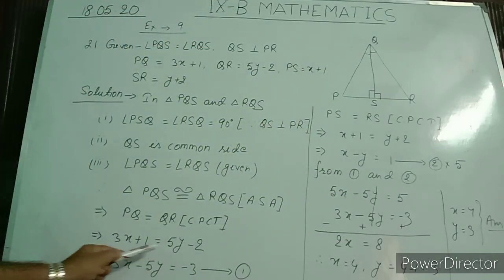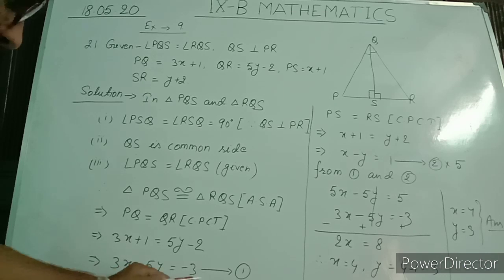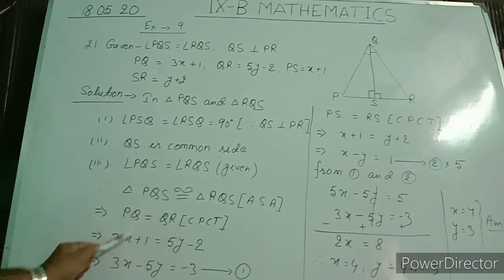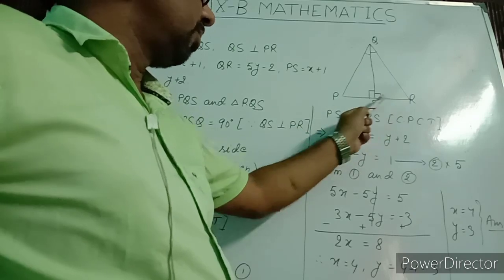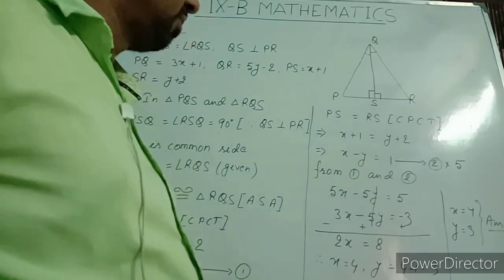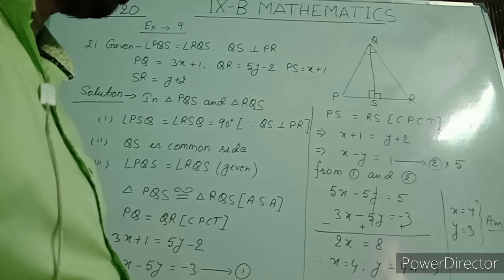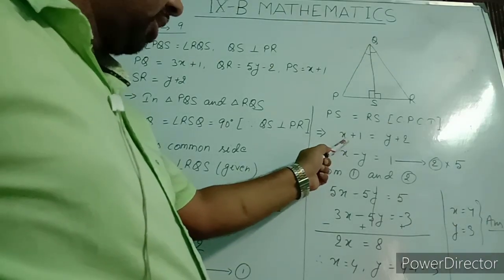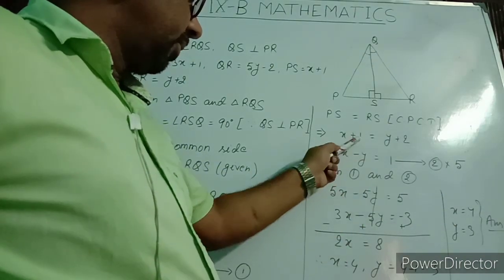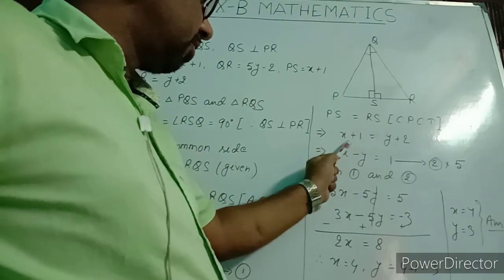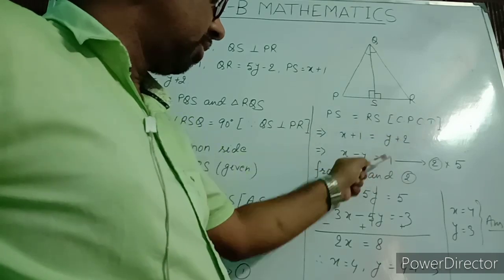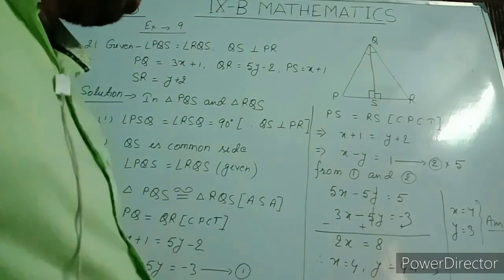From the values, I got one equation: 3x minus 5y equal to minus 2 minus 1 equal to minus 3. Equation number 1. Similarly, PS is equal to RS. These two sides are also equal from CPCT. These two are corresponding sides of those two congruent triangles. And the values are x plus 1 is equal to y plus 2. From there I got one equation, x minus y equal to 2 minus 1 equal to 1. So this became equation number 2.